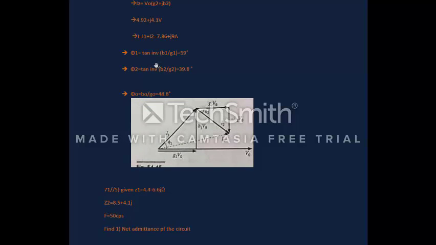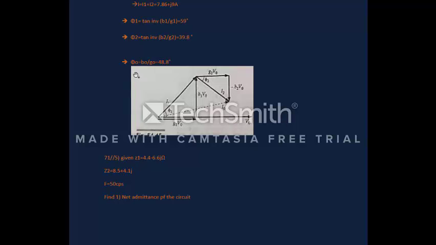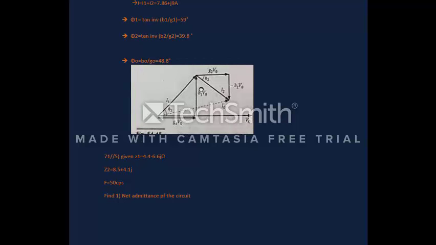Phi 1 is tan inverse of B1 by G1. That's actually Y by X, susceptance upon conductance part. It turns out to be 59 degrees. In a similar way, Phi 2 turns out to be 39.8 degrees. Phi naught is equal to tan inverse of B naught upon G naught, which is 48.8 degrees, and this is the polar structure. You can see it's very nicely depicted in here. So let's go to the next question.